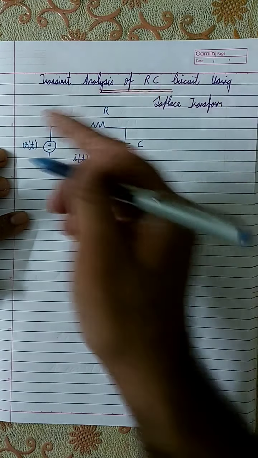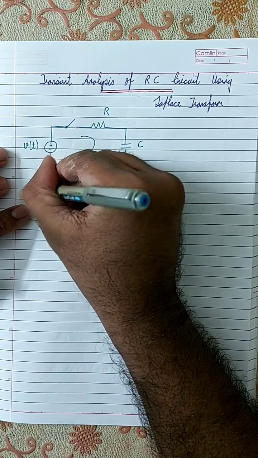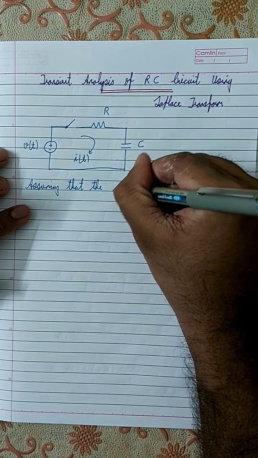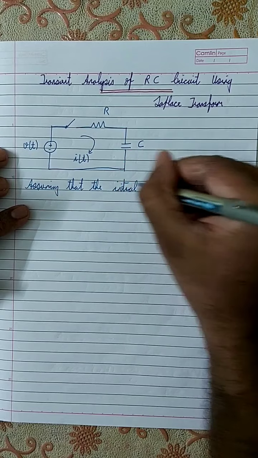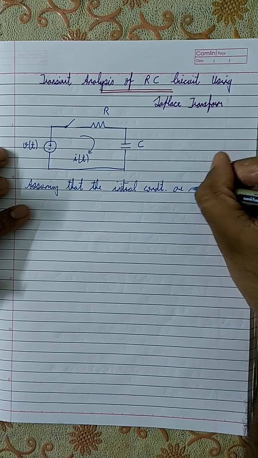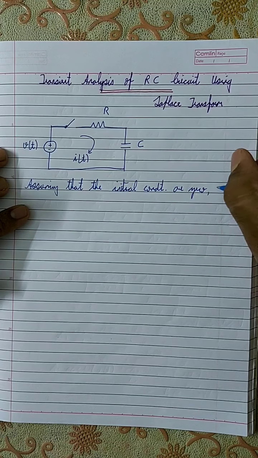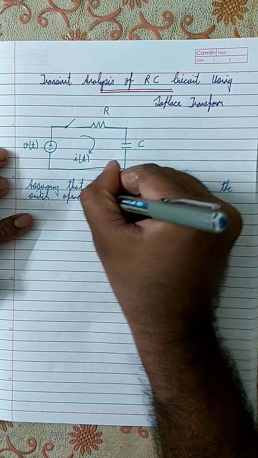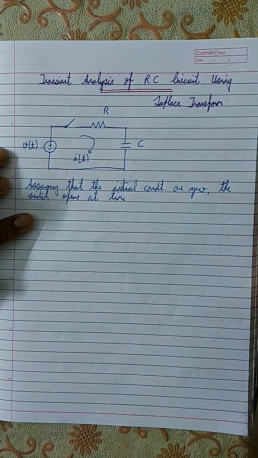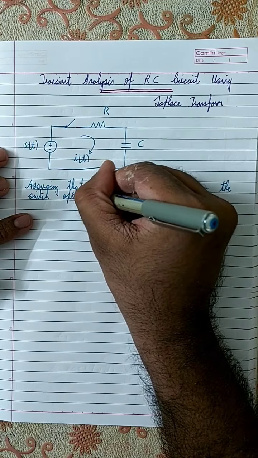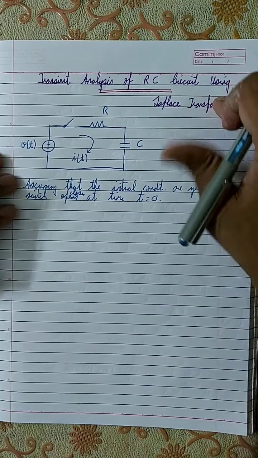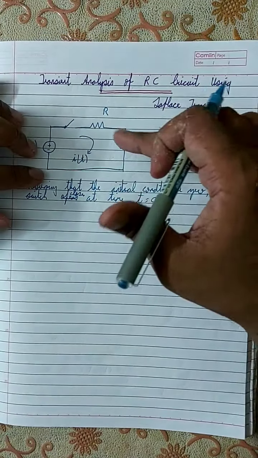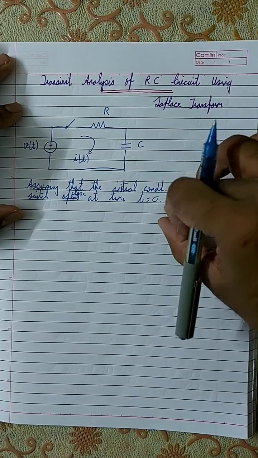But before applying, I need to discuss the initial conditions, and just like before, the initial conditions are 0, and also just like the other circuit, the switch closes at time t equal to 0. That means before t equal to 0, the circuit is in the off state, and when the switch is closed, the circuit will start working.